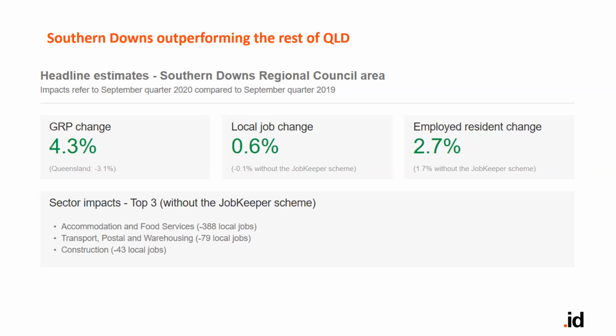Okay, so there are some jobs at the moment that are being kept through the JobKeeper scheme here. Our employed resident change has grown by 2.7%. It would only have grown by 1.7% without the JobKeeper scheme. Okay, so does that make sense to everyone?